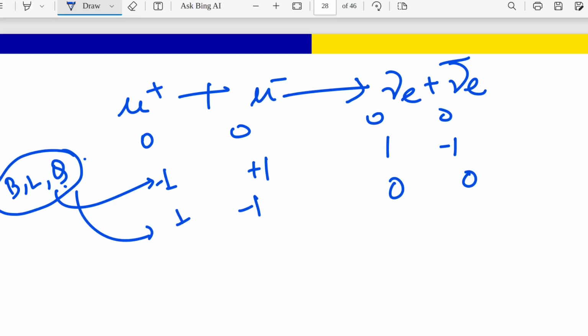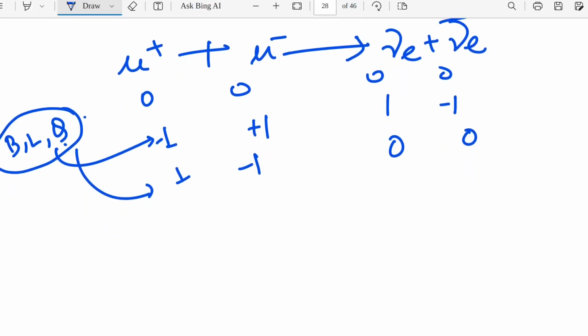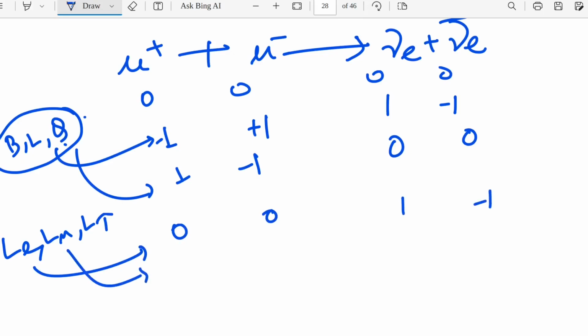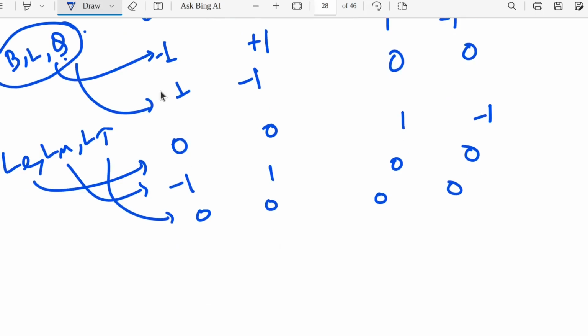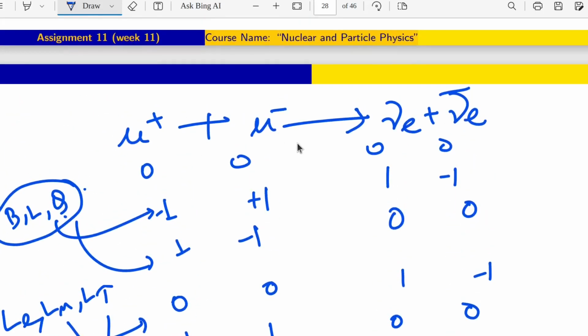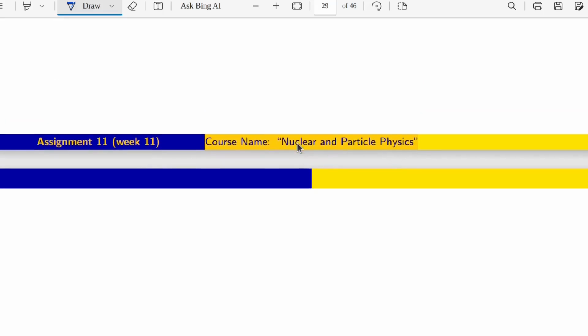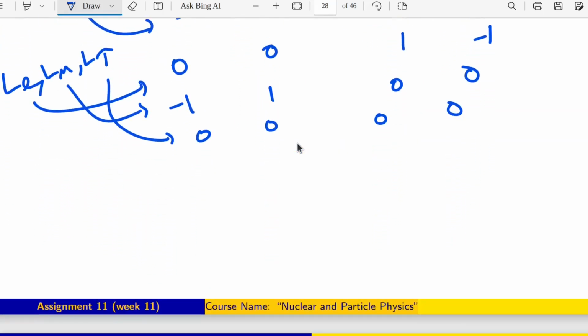Now as a neutrino is already present in this expression, we have to consider the weak interaction case. That means Le, L mu, L tau. So Le: 0 0 1 minus 1, fine. L mu: minus 1 1 0 0, fine. L tau: 0 0 0 0. So as a whole, all the conditions are satisfied. That means mu plus mu minus going to mu E plus mu E bar is possible. Now possible by which interaction, that we have to tell.